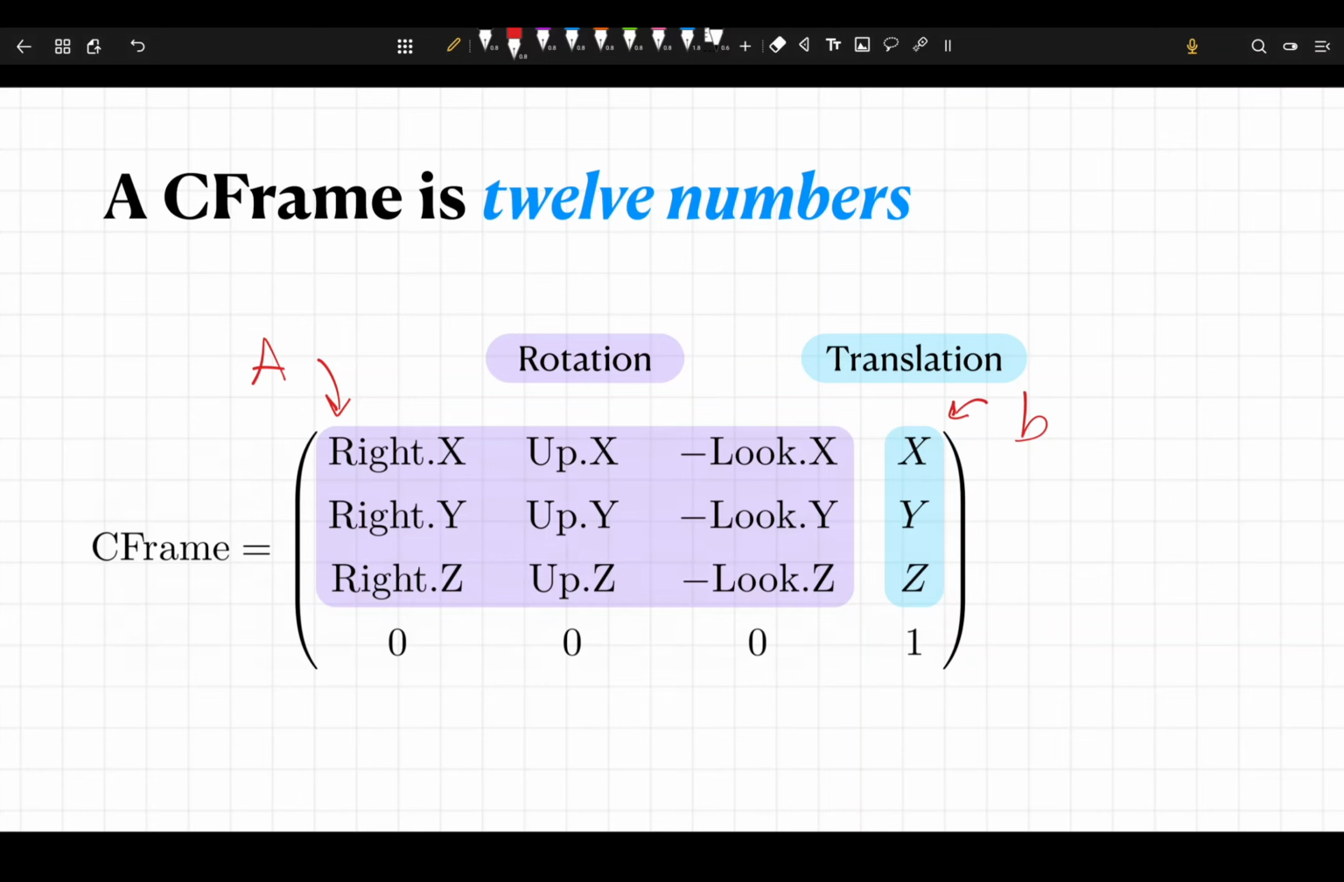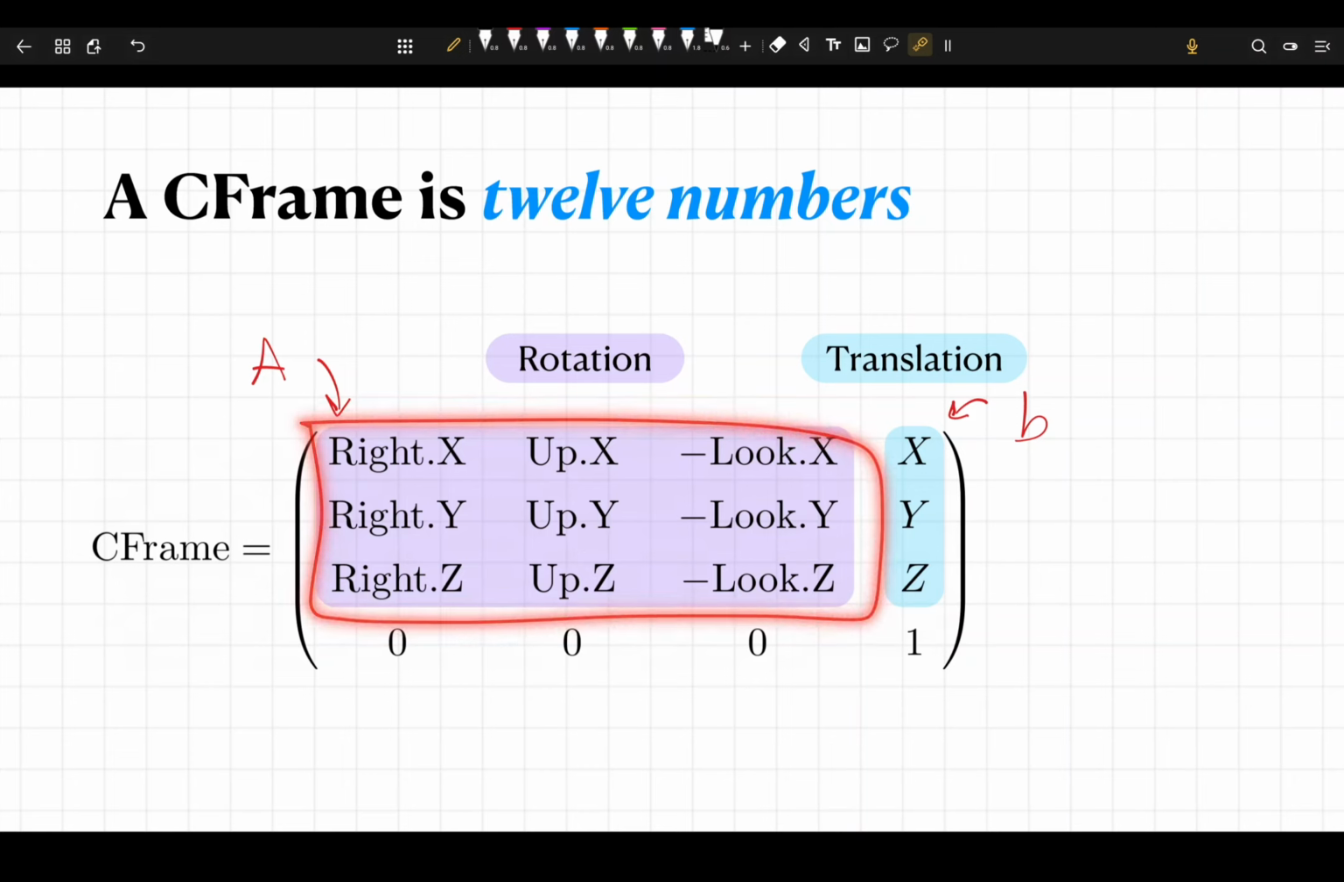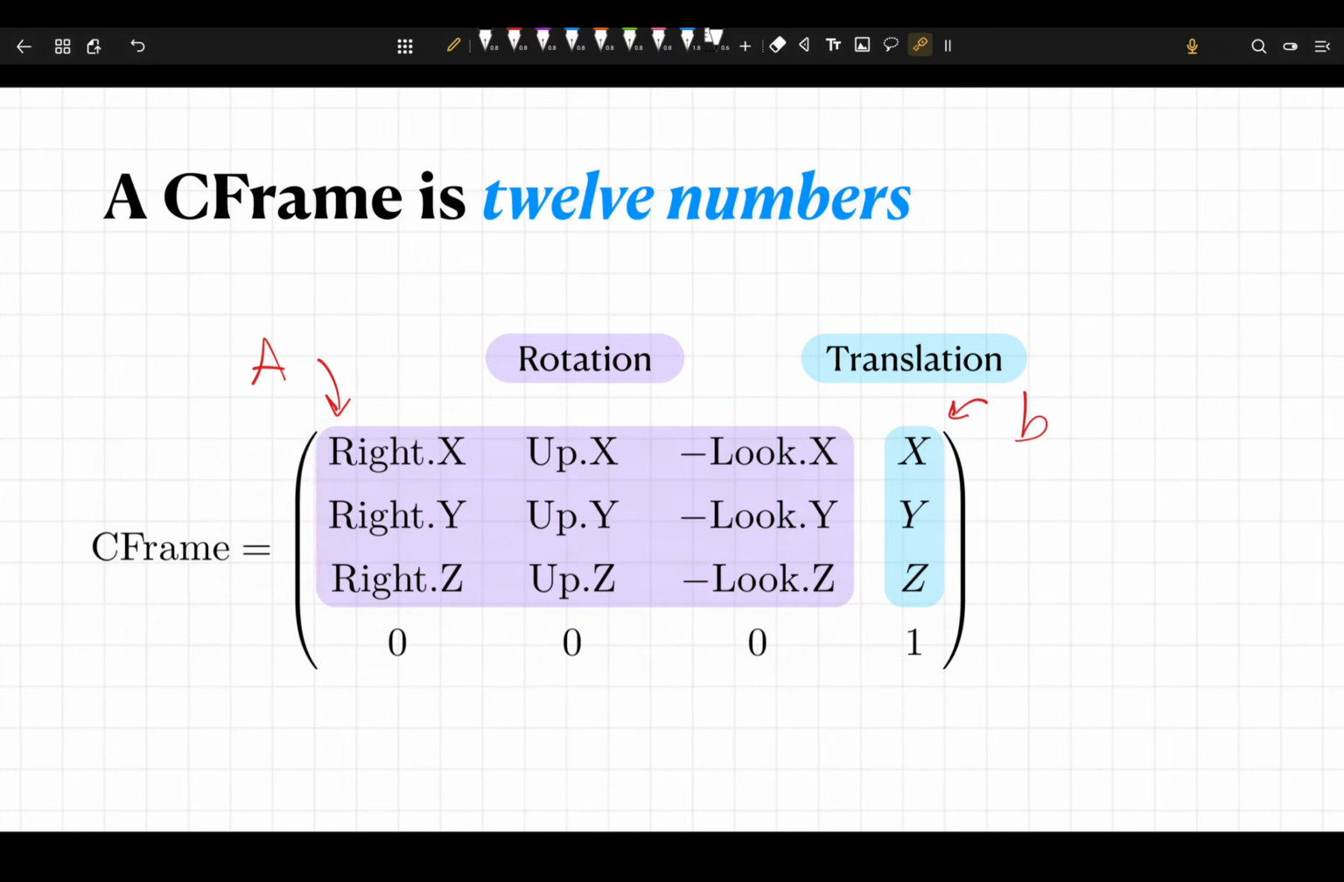Now C-frames actually impose some extra constraints onto A, which is what we talked about on Monday. And I guess I'll mention it again today. So in general, this is the shape of an affine transformation, but for C-frames, we have some constraints on this.